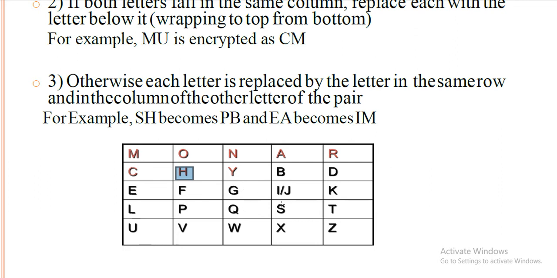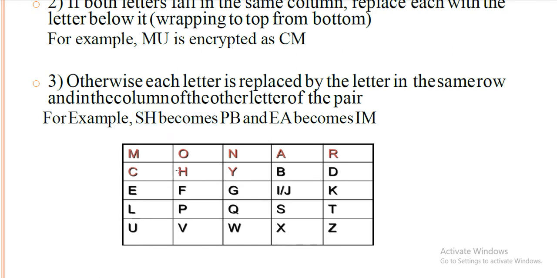So for S, just go for the row, and we find P, right? So P is the intersection point between S and H. From S we go along the row and from H we go along the column. So at the intersection point we find P. So S is replaced by P, right? The same way we apply for H. Now we need to find the replacement of H, only H.